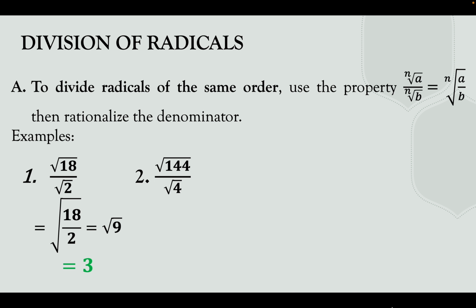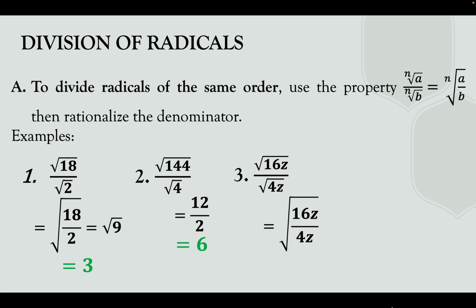Example number 2, we have square root of 144 over square root of 4. Square root of 144 is equal to 12. Square root of 4 is equal to 2. So we have 12 over 2. That means we have 6. Next, we have square root of 16z over square root of 4z. So we have square root of 16z over 4z. Simplify this one. 16 divided by 4, we have 4. z raised to 1 minus 1, we have z raised to 0, that is 1. So that means we have square root of 4, equal to 2.